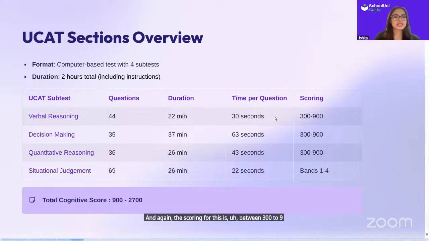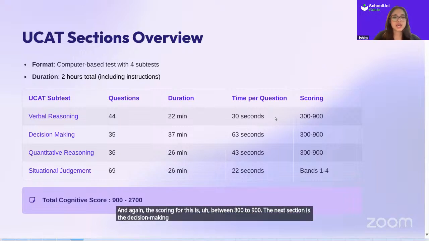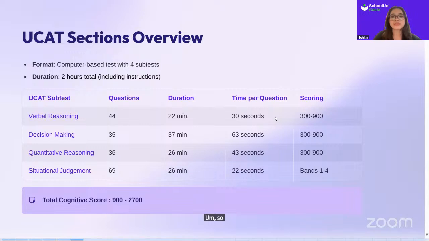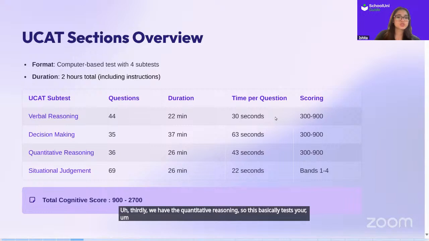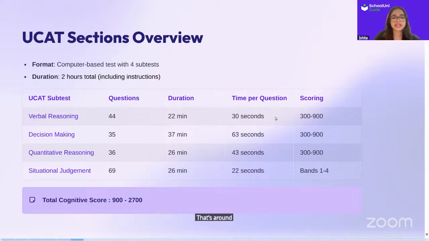The next section is decision making. This has 35 questions and a total of 37 minutes. Approximately that's 1 minute per question. Again, similar scoring. Thirdly, we have quantitative reasoning. This tests your analytical skills, your mathematical skills, and has 36 questions with a total of 26 minutes. That's around 43 seconds per question. Similarly, the scoring for this is also between 300 and 900.